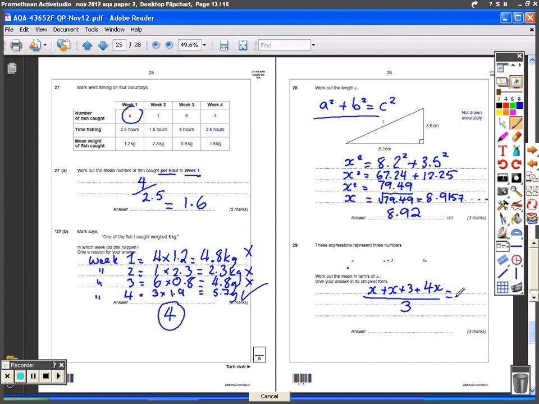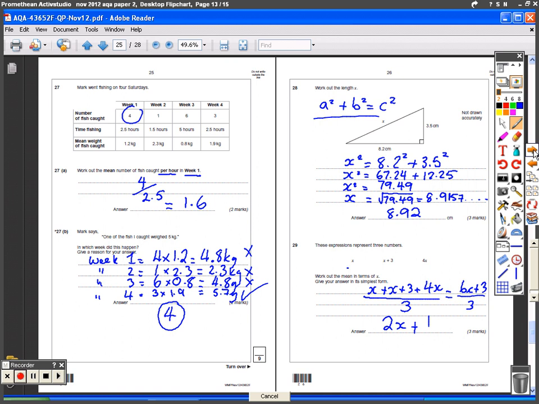So tidying this together, we've got 6 x's, plus 3, divide by 3. Okay, now we need to cancel this down as much as possible, so if I've got 6x divided by 3, that gives me 2 x's. And if I've got 3 divided by 3, that gives me plus 1.